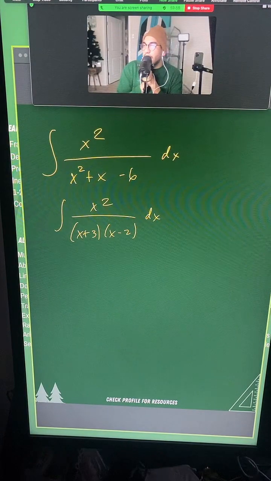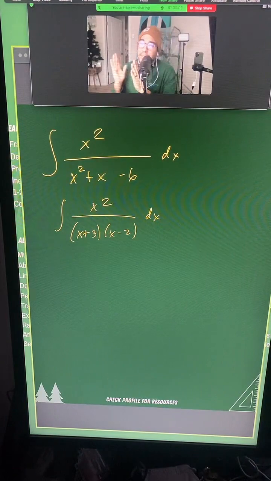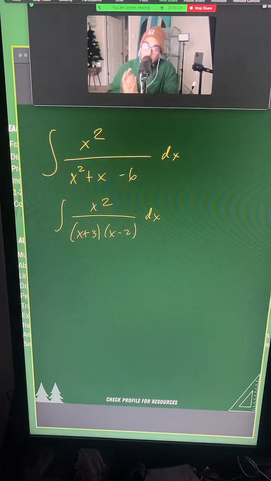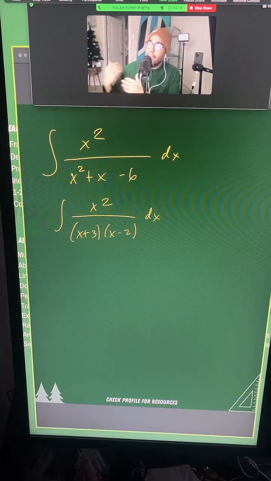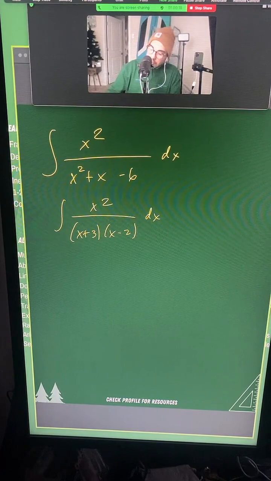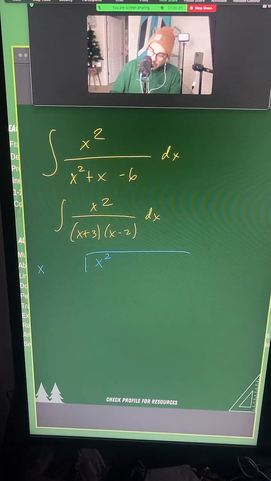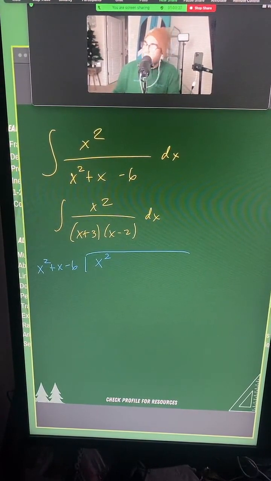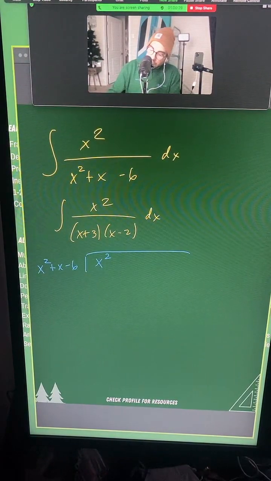All right. And this is true. We are going to do partial fractions, but the thing about this is that because the degree of the top and the bottom are the same, we have to divide. So whenever the degree of the top is larger or the same as the bottom, we have to divide first, and then we're going to be able to use partial fractions. So we are actually going to divide x squared by x squared plus x minus 6, and then we're just going to use a partial fraction.